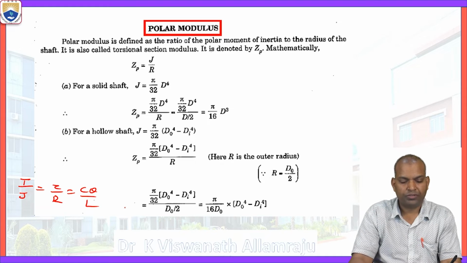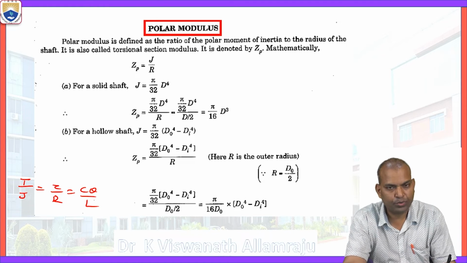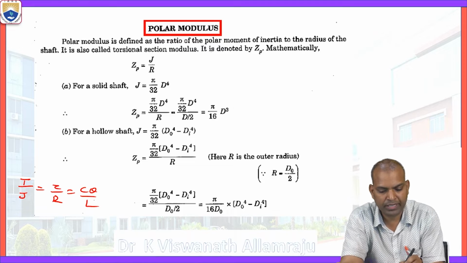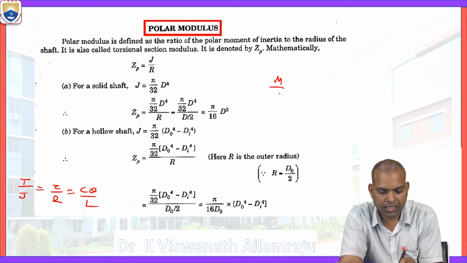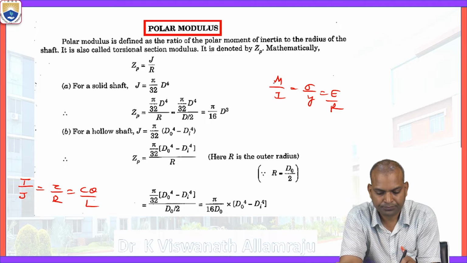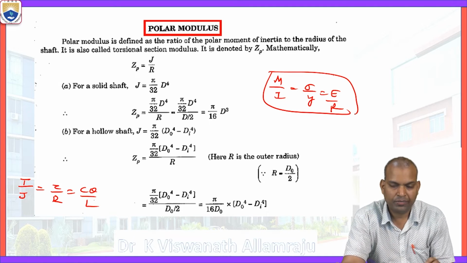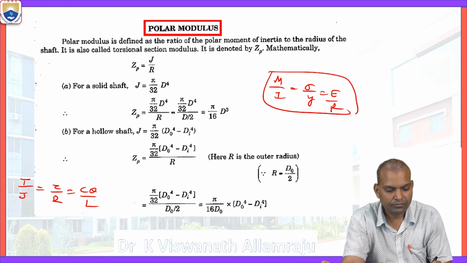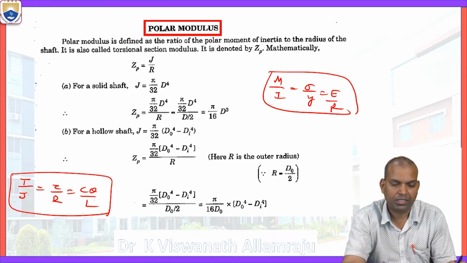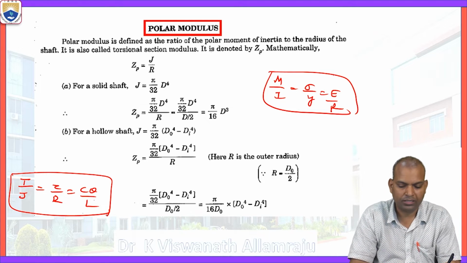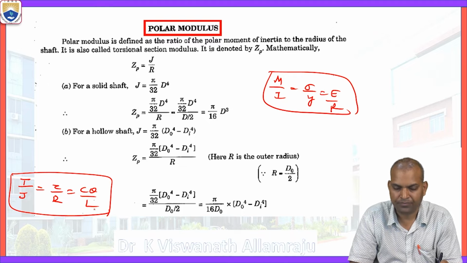This is the pure torsion formula, as we have studied the pure bending formula. What is the theory of pure bending? That is M by I equal to sigma by Y equal to E by R. This is pure bending. Similarly, in the same manner, the pure torsion formula is T by J equal to tau by R equal to C theta by L.